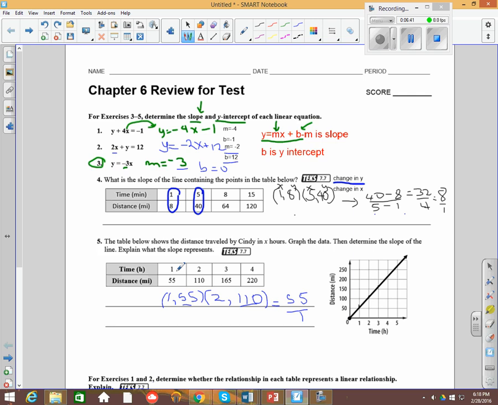So for every 1 hour, the distance is 55 miles. So for 2 hours, it's 55 plus 55 is 110. 3 hours and so forth. So that is the slope. And explain what the slope represents in time: for every 1 hour, you travel a distance of 55 miles.